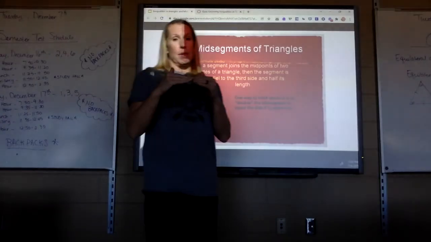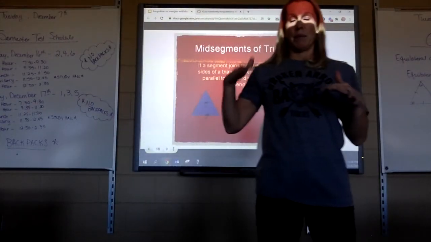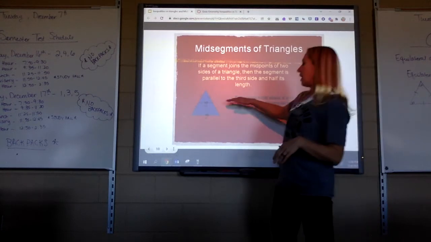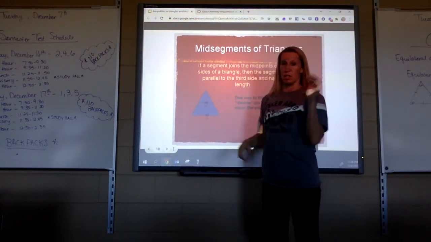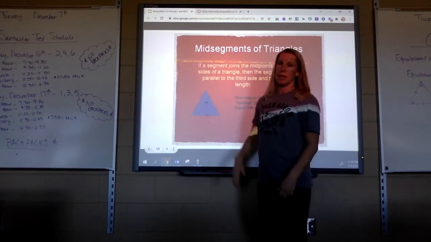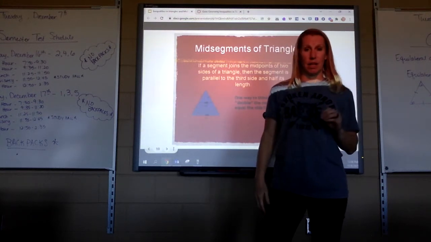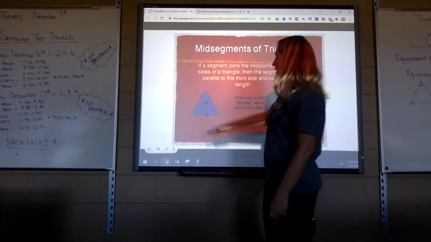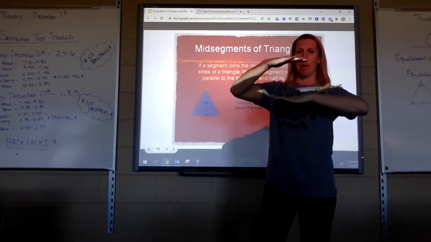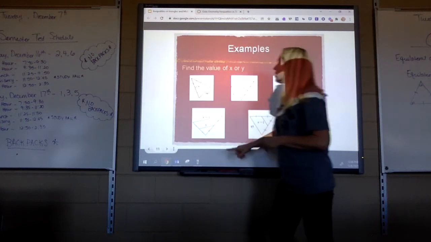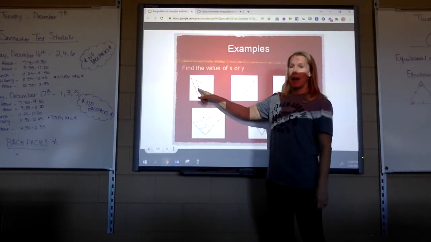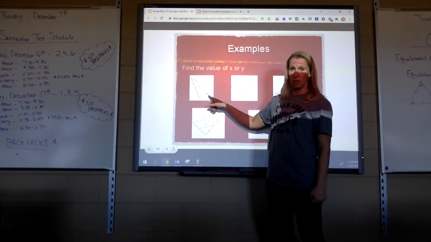Midsegments. A midsegment is a segment right smack dab in the middle of the triangle. It divides the triangle into two, each side is divided into two equal parts. The midsegment is always half of the length of the side opposite. The midsegment is parallel to that bottom side also, so they're parallel to each other.